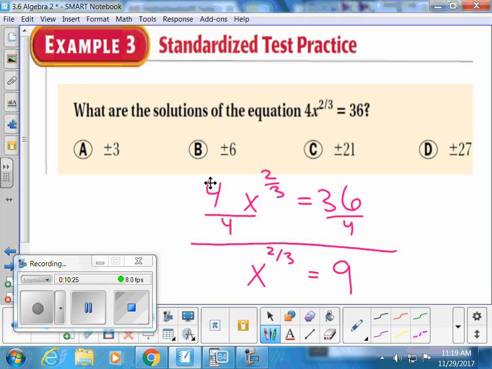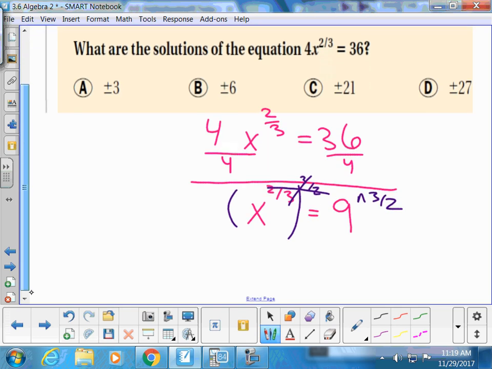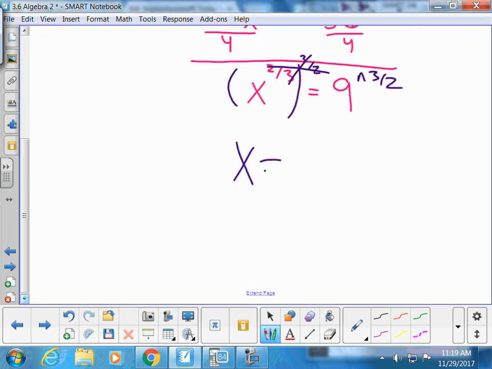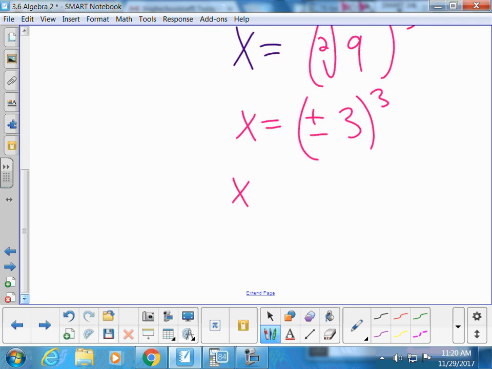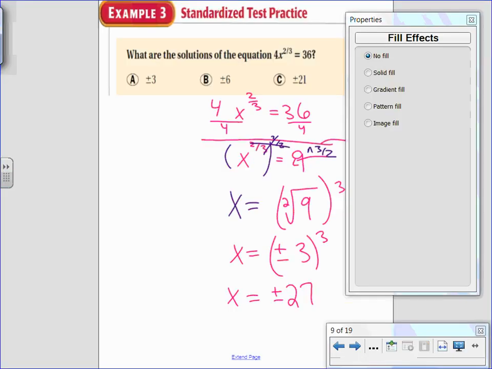At this point, we're going to do what I just taught you on the previous slide. We're going to raise both sides to the reciprocal exponent, the 3 halves power. Cancel, cancel. I'm going to show you how you would do it in your head, because that's what's going to lead you into knowing when you're going to have 2 solutions. You take your 3 to the right, you take your 2 to the left, so it becomes the square root of 9 cubed. The square root of 9 leads you to 2 answers, positive or negative 3. But then you have to cube both positive 3 and negative 3. So positive 3 cubed is positive 27, and negative 3 cubed is negative 27. And you probably forgot, but this was a multiple choice question.